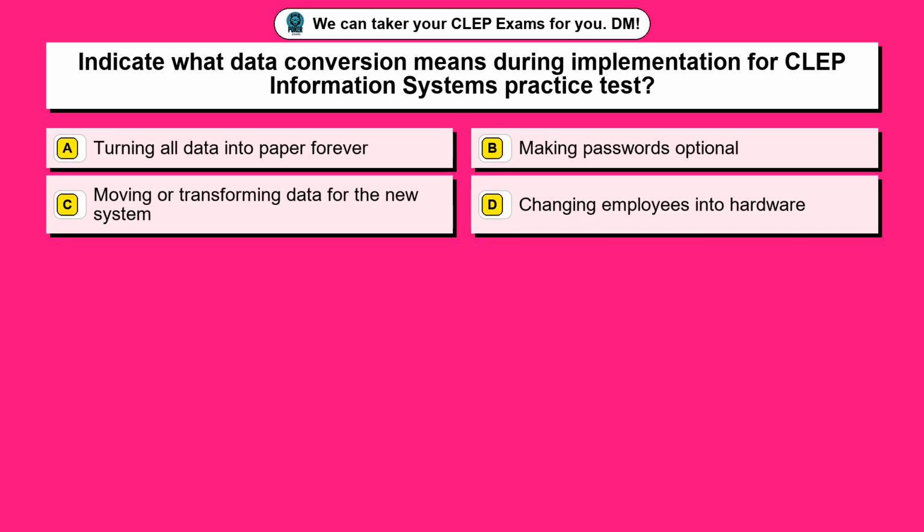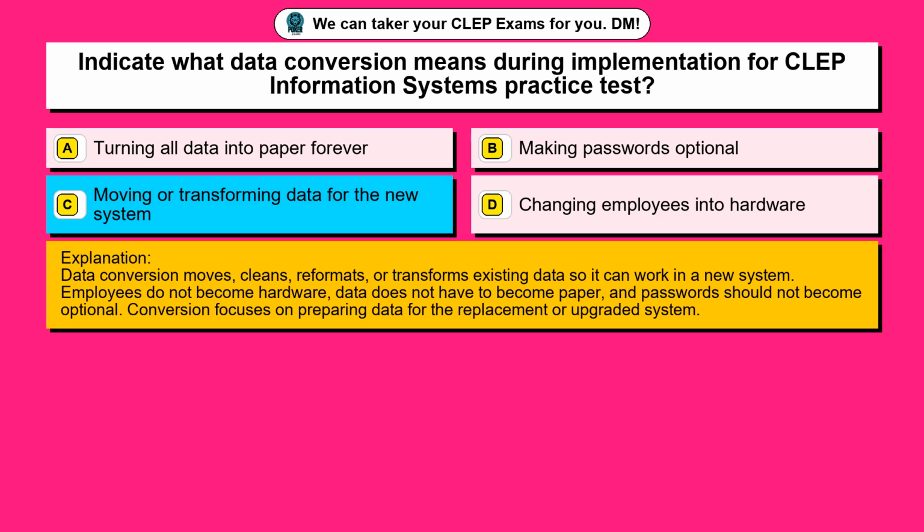Question 75. Indicate what data conversion means during implementation for CLEP Information Systems practice test. Option A, turning all data into paper forever. Option B, making passwords optional. Option C, moving or transforming data for the new system. Option D, changing employees into hardware. The correct answer is option C, moving or transforming data for the new system.